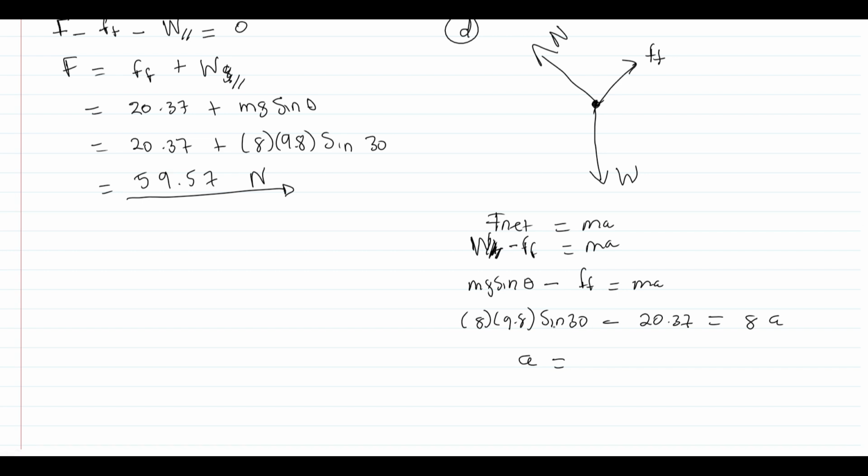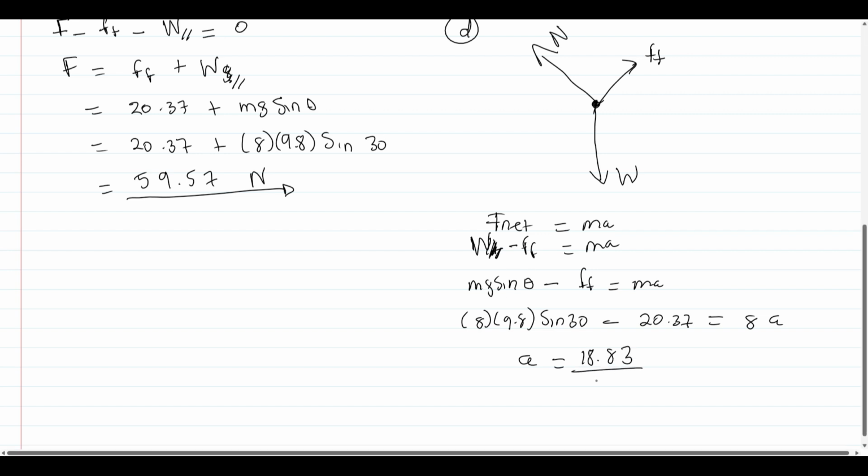8 times 9.8 sine 30 minus 20.37 is 18.83, and then divided by 8, the acceleration is going to be 2.35 meters per second squared.